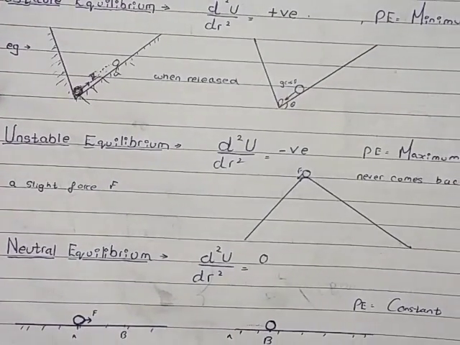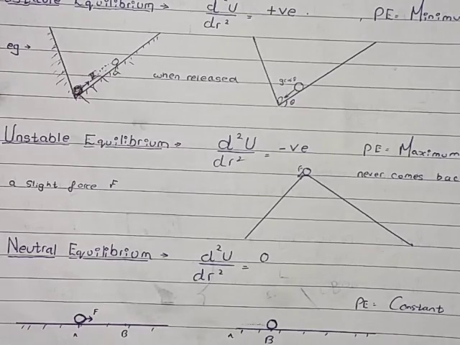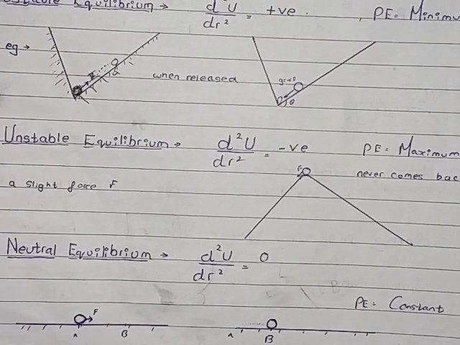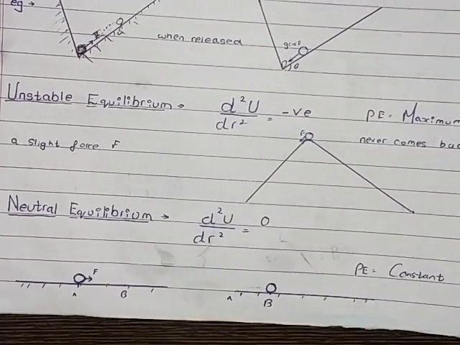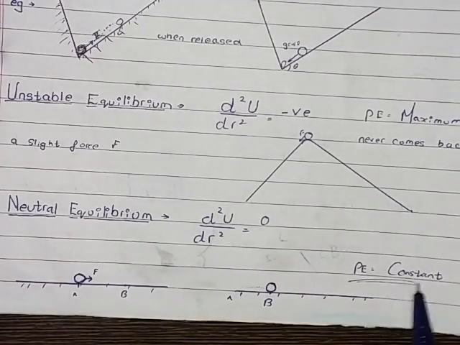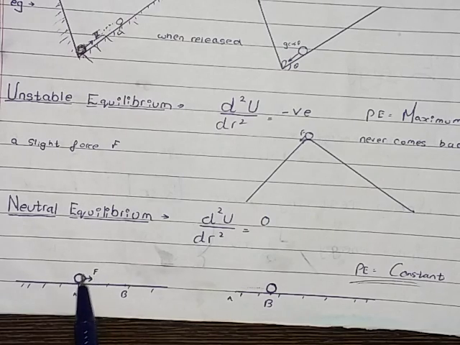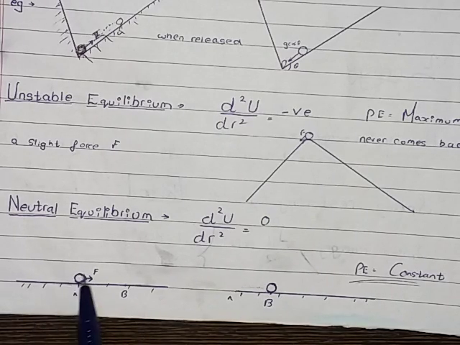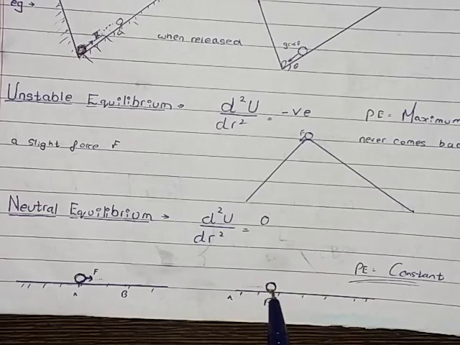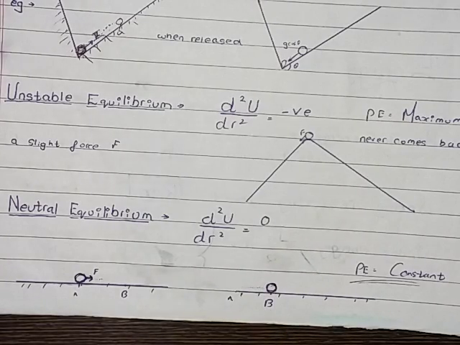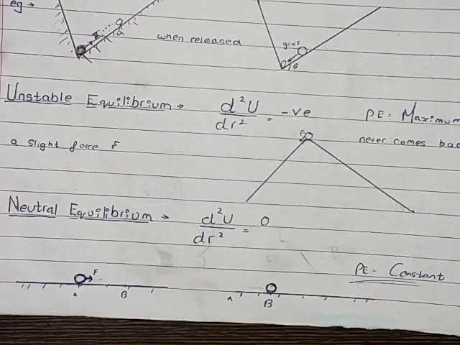Neutral equilibrium: d squared U upon dr squared, that is the double derivative of potential energy with respect to displacement, equals 0. And in neutral equilibrium, potential energy is constant. What is neutral equilibrium? A straight, simple plane. We just apply a force on the ball, the ball goes straight away and settles at some other point. That is neutral equilibrium, I must say.